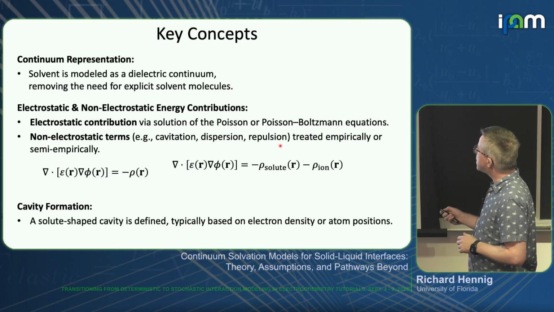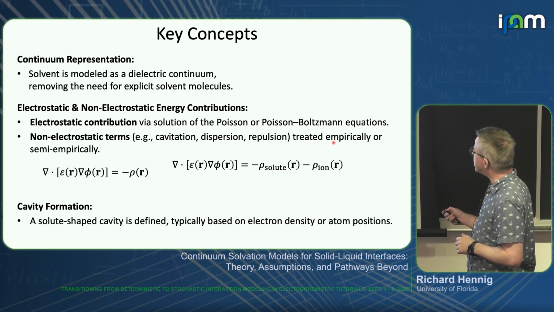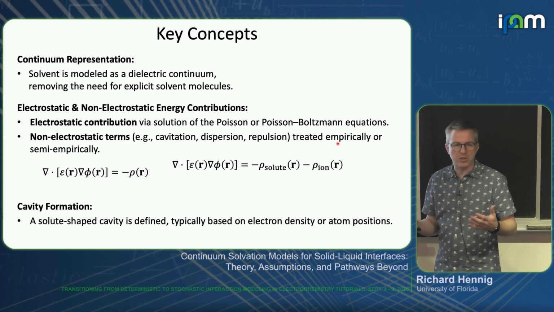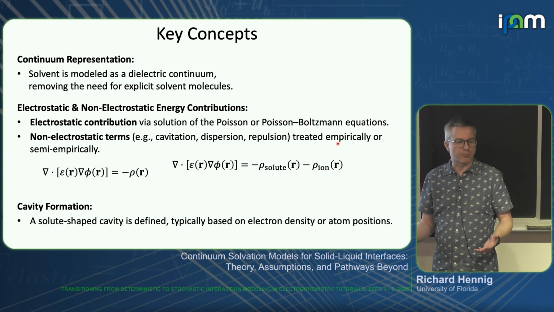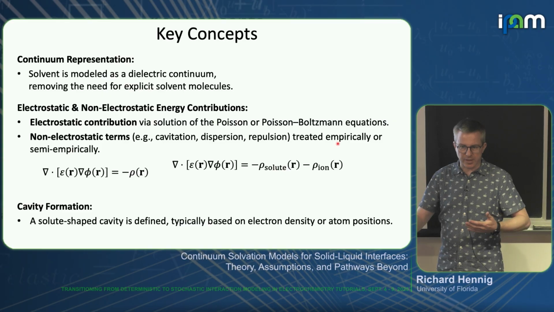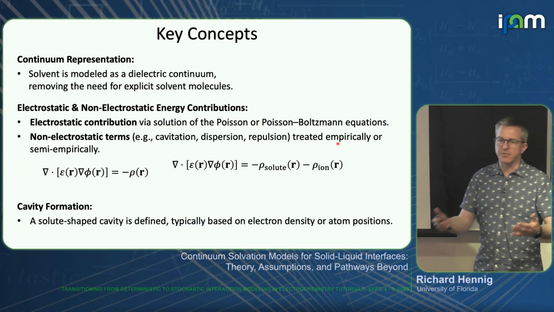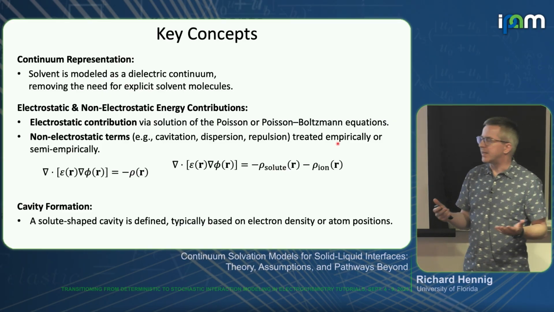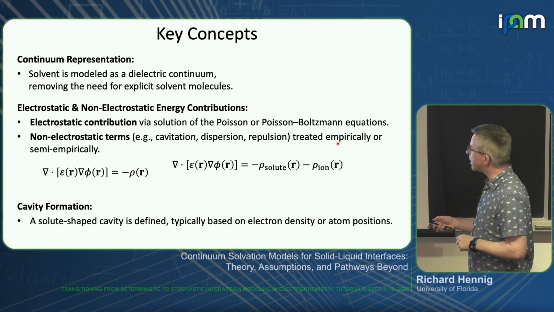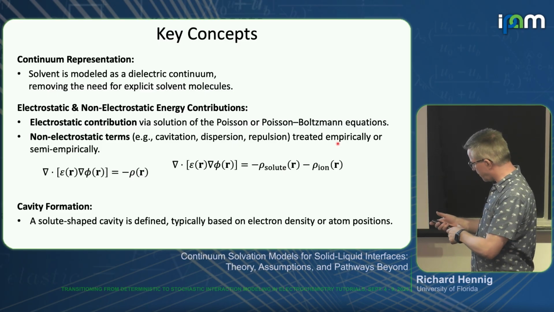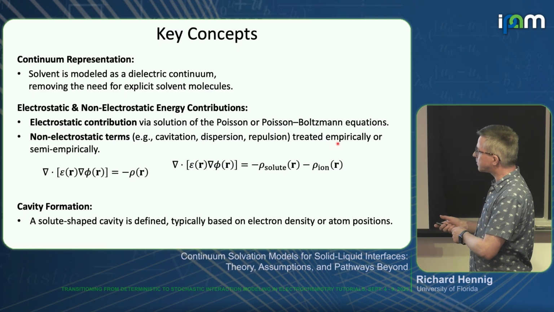All these terms are often treated empirically. So we're just coming up with some approximate form, maybe some numerical parameters to figure out how large they are, and then tune them to specific quantum chemistry, quantum mechanical calculations. Sometimes they treat it semi-empirically, it really depends on what we have available.